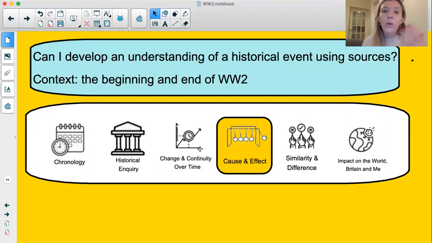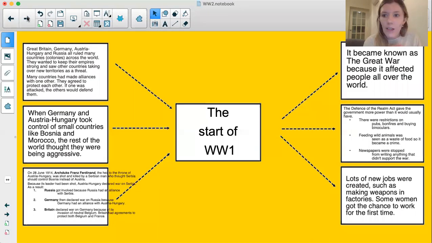And again, the causes of the end of World War II, so what led to the end, and again, the effects on that. To show you and help you along, I've actually done this same task that you're going to be doing, but I've covered World War I. So it'll give you a really nice insight and build up for what you need to do. So let's have a look.